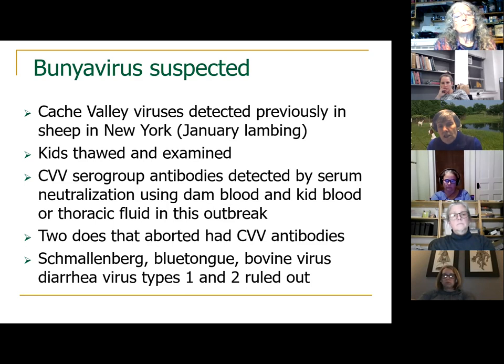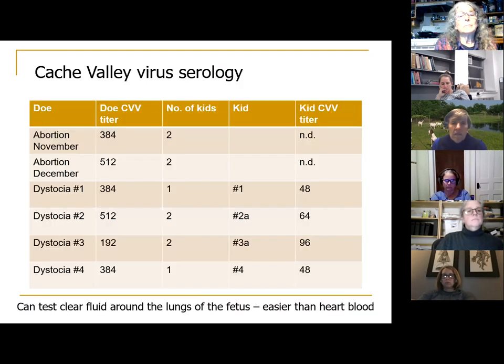But you would never have guessed that the abortion was caused by Cache Valley, and the lab hadn't tested for it. The lab did test for other viruses that can cause these birth defects. The Schmallenberg virus from Europe, we were screening to see if that virus had gotten to our country. Bluetongue virus, which is common in the West, but not here. And bovine viral diarrhea virus, they were all ruled out. So this was some serology or blood tests that were done. And the does in this column had high titers, and the kids did have titers.